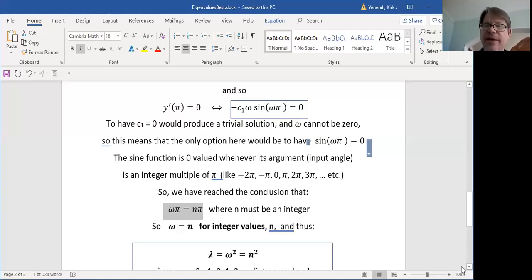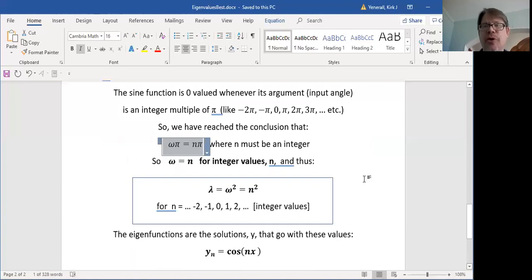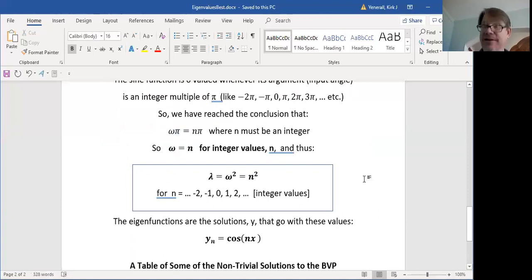Well, now we have the solution to our problem. Omega is an integer n. Remember, back at the beginning, we said that lambda was omega squared. So if lambda is omega squared and omega is an integer n, then lambda is equal to n squared for any integer value that we might have.